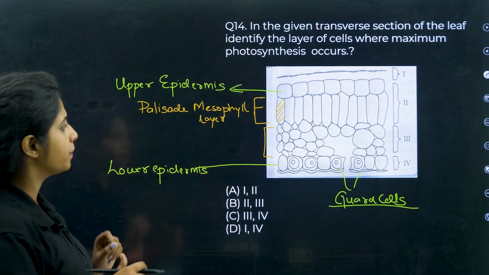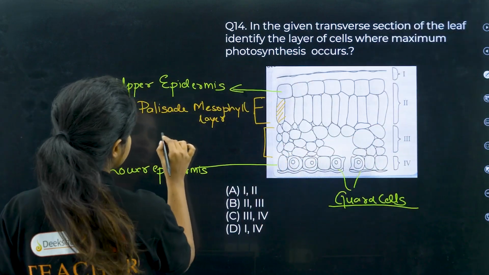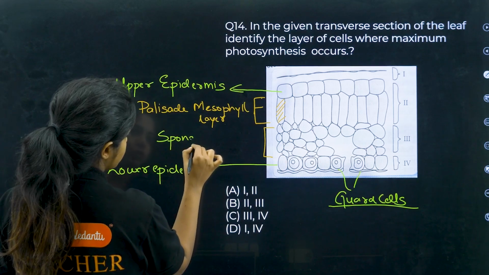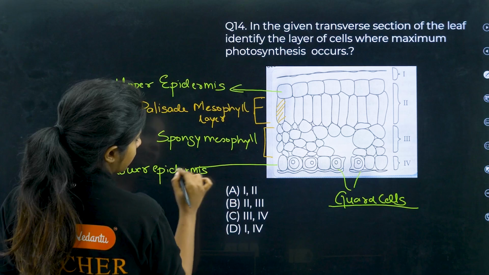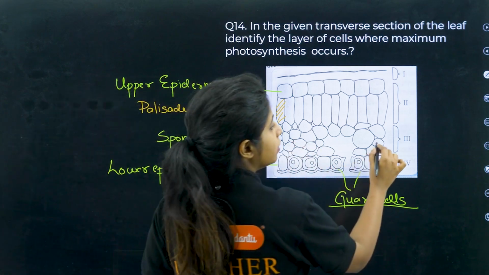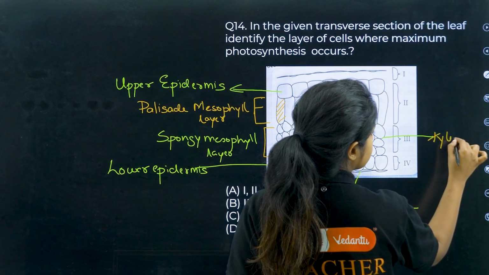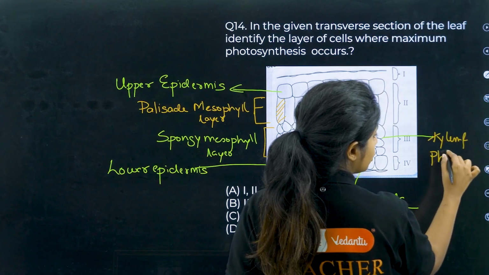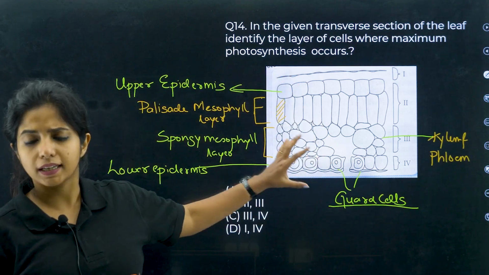I don't know why they have not mentioned the space over here, but you have a separate name for it. You call them spongy mesophyll. Okay, so this is the spongy mesophyll layer and these are spongy mesophyll cells. Over here is the same place where you will be finding xylem and phloem, which are the vascular bundles which transport food and water. So this is how basically a leaf looks.